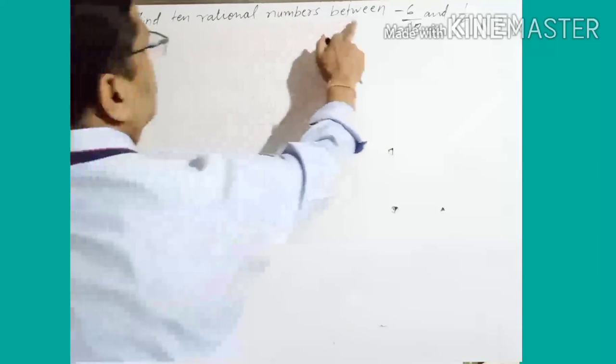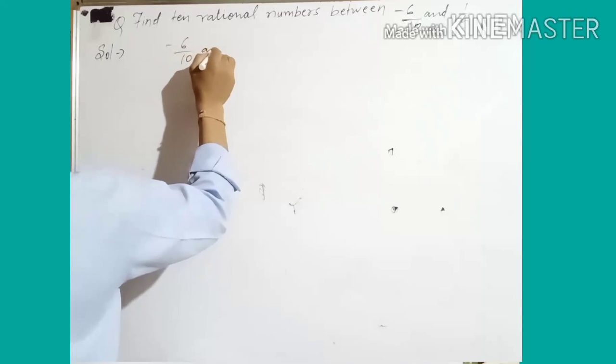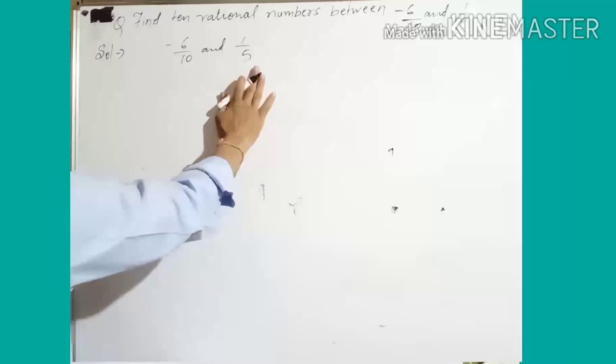Find 10 rational numbers between minus 6 upon 10 and 1 upon 5. Let's find out. Minus 6 upon 10 and 1 upon 5. How will you find? First, we have to make their denominators the same.